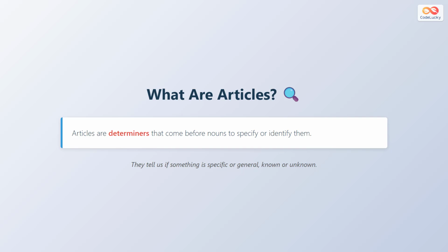So what exactly are articles? Articles are determiners that come before nouns to specify or identify them. Think of articles as tools that help us give more information about the noun. They tell us if something is specific or if it is general. They tell us if something is known or if it is unknown. For example, when you say a book, you mean any book. But when you say the book, you mean a particular book that is already known.